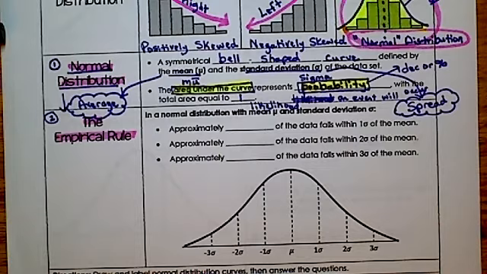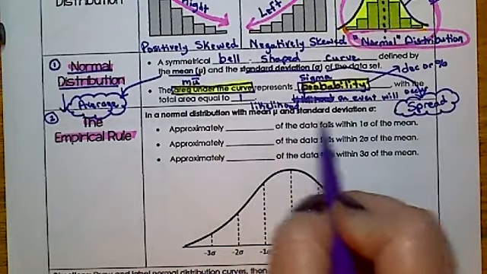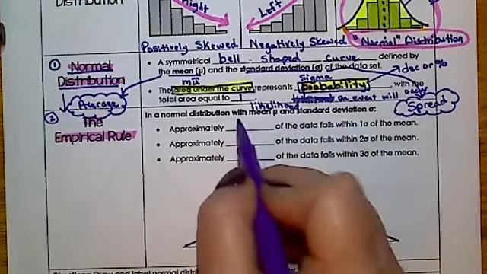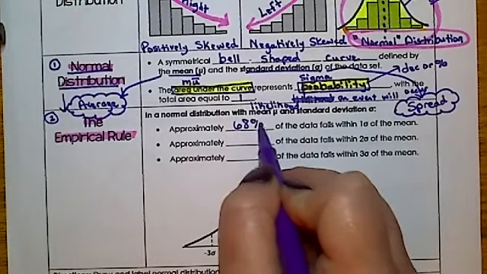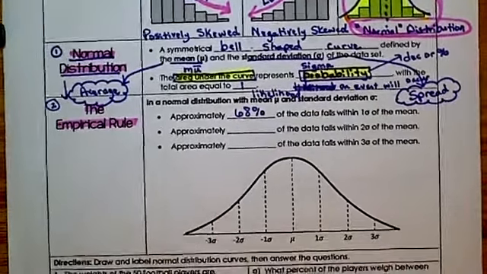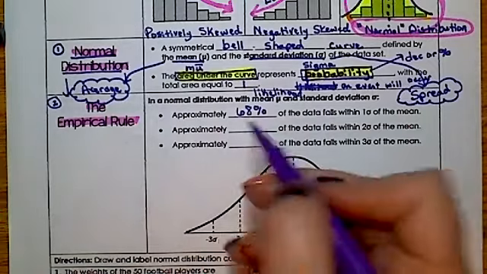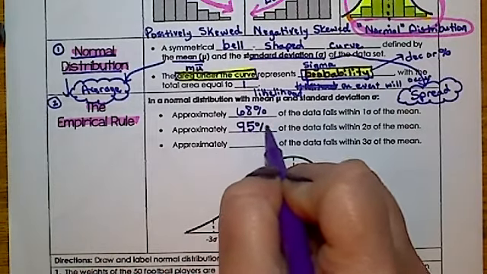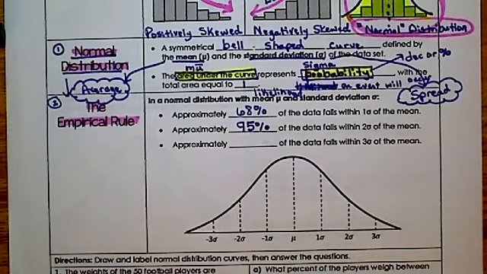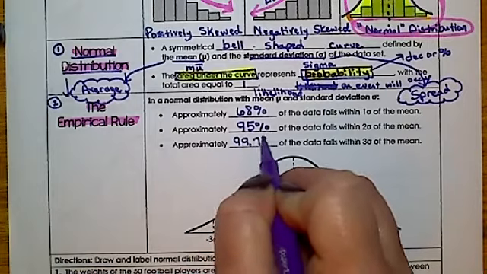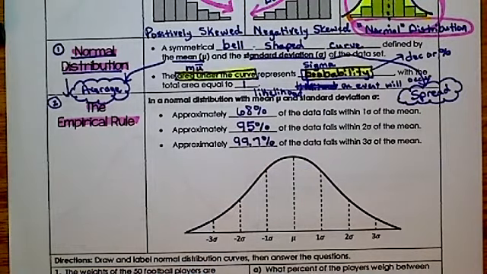Okay, the empirical rule is based on the mean and the standard deviation, okay? Approximately 68% of the data falls within 1 standard deviation of the mean. Approximately 95% of the data falls within 2 standard deviations of the mean. And approximately 99.7% falls within 3 standard deviations of the mean.